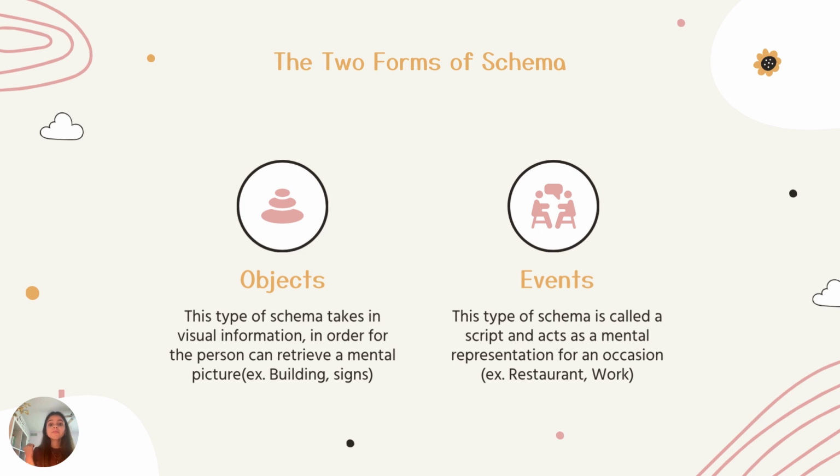So an event schema is called a script and it can act as a mental representation for an occasion like a restaurant or work, or my example that I'm going to be using is a birthday party. So first we have to think about what objects make up that schema. So if I said think of a birthday party, you'd probably be thinking about a birthday cake. I'm thinking of a pink birthday cake right now.